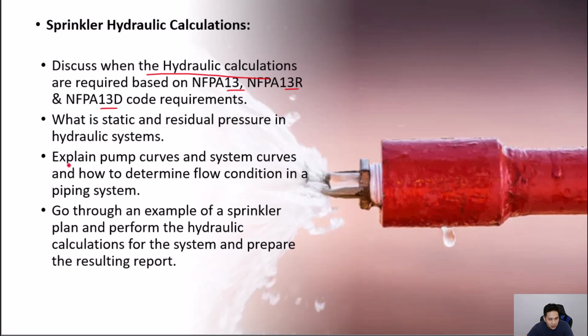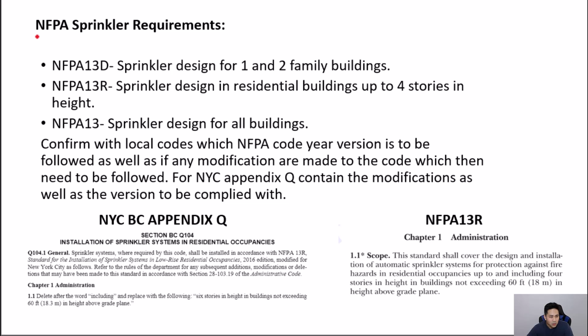Then we'll explain pump curves and system curves and how to determine flow condition in a piping system. And then we'll go through an example of a sprinkler plan and perform the hydraulic calculations for the system and prepare the resulting report. All right, so first we're going to discuss the concepts basically, and then we're going to go through an example. So we'll discuss the NFPA sprinkler requirements now.